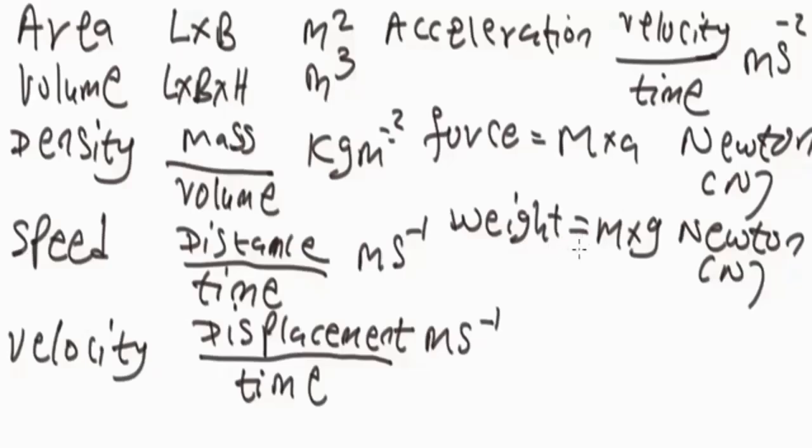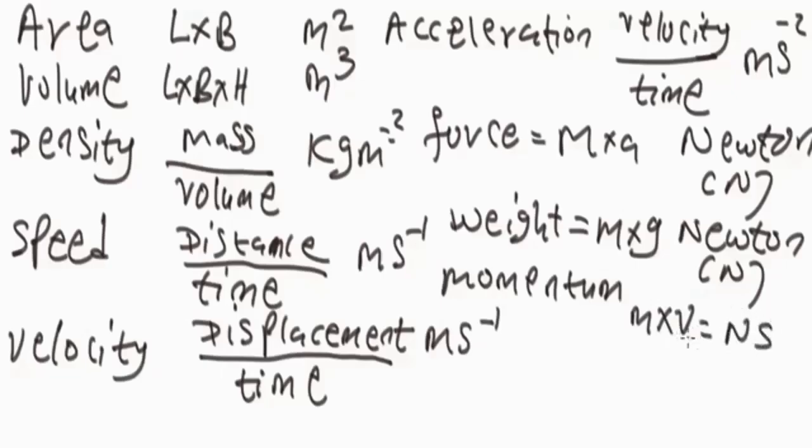Alright, so let's look at another example of a derived quantity. Okay, we also have our momentum, which is calculated using mass times velocity. Alright, so the unit of momentum is Newton second. The unit of momentum can also be kilogram meter per second. So any of these can serve as the units of momentum.